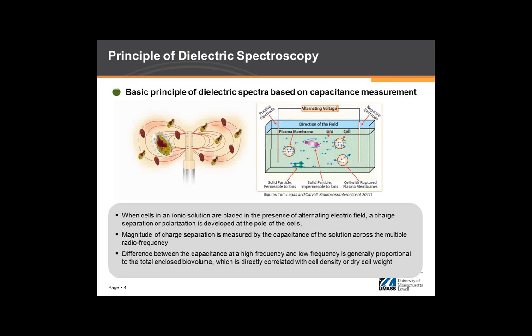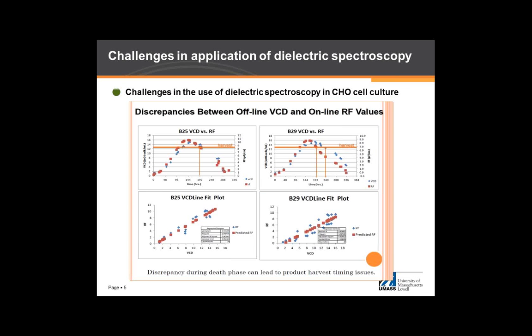I'm not going to get into too much detail, but I'm just going to explain the principle. When cells are placed in the presence of an alternating electric field, a polarization is going to be developed at the poles of the cells. The magnitude of this charge separation can be measured by the capacitance of the solution. Those capacitance differences are then used for estimating viable cell density, biomass and so on. So that's the fundamental principle.